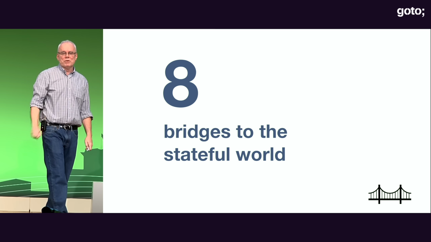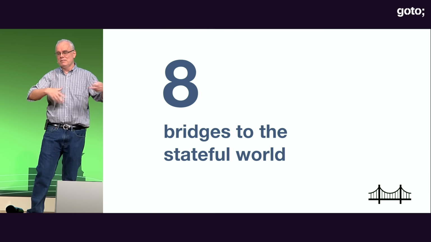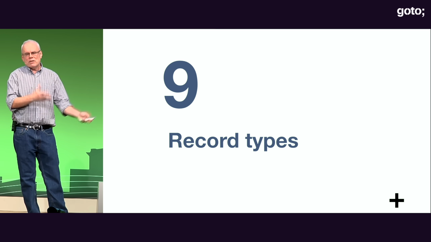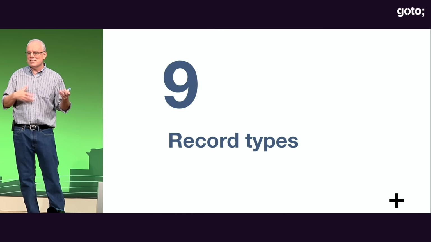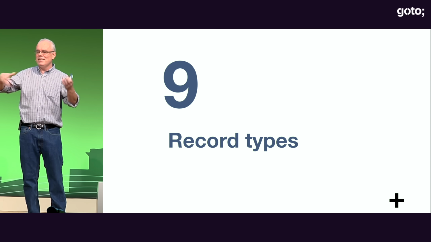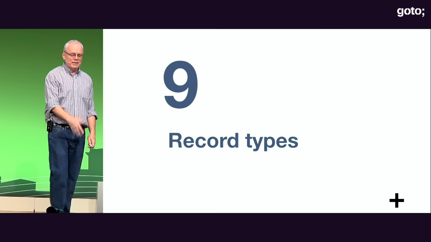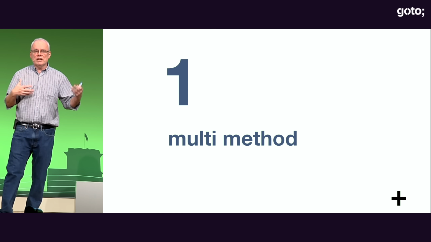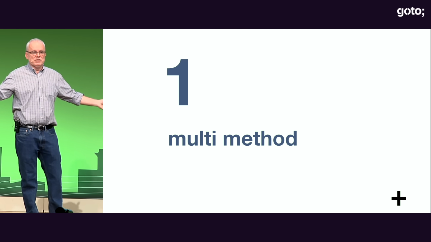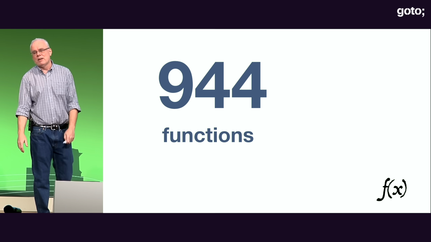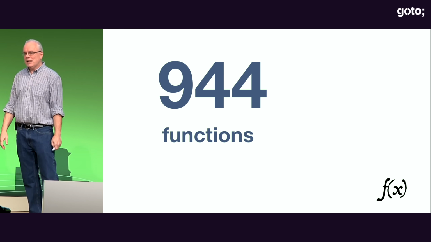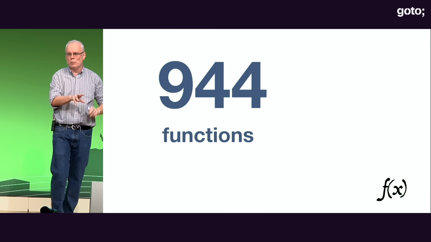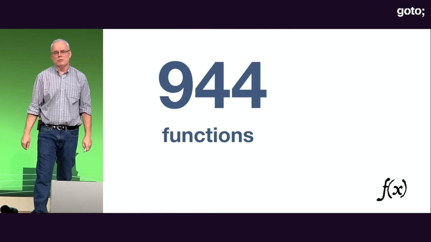There are 8 of these bridges to the outside world, agents and atoms and things like that. There are 9 record types. A record type in Clojure is as close as Clojure gets to object-oriented programming. It's like, here's a thing, and it has these fields and these operations. There are 9 of them. There's one multimethod. A multimethod is a completely general form of polymorphism. And then there are 944 functions. Think about that. There are all of those small numbers, 28 of these, and 8 of these, and 1 of these, and then there are 944 functions.